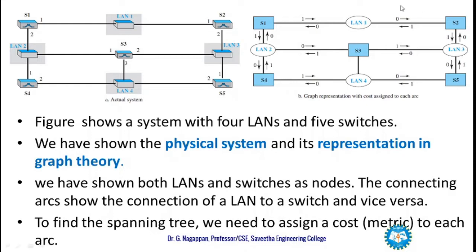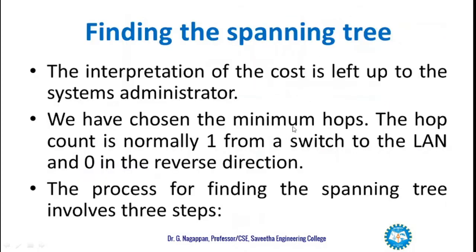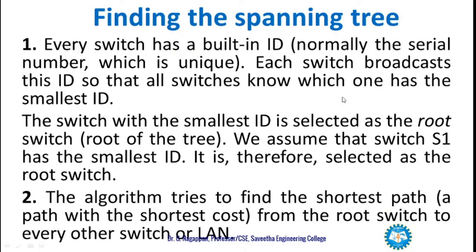So arrows are there. To find the spanning tree, we need to assign a cost to each arc. The interpretation of the cost is left up to the system's administrator. We have chosen the minimum hops. The hop count is normally 1 from a switch to the LAN and 0 in the reverse direction. So the process for finding the spanning tree involves 3 steps.